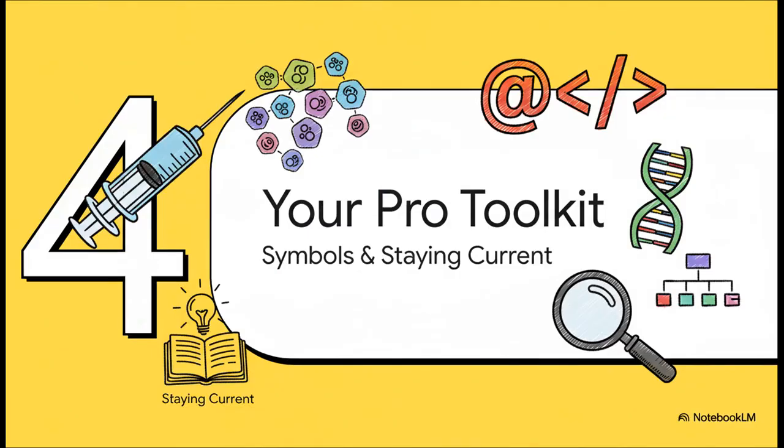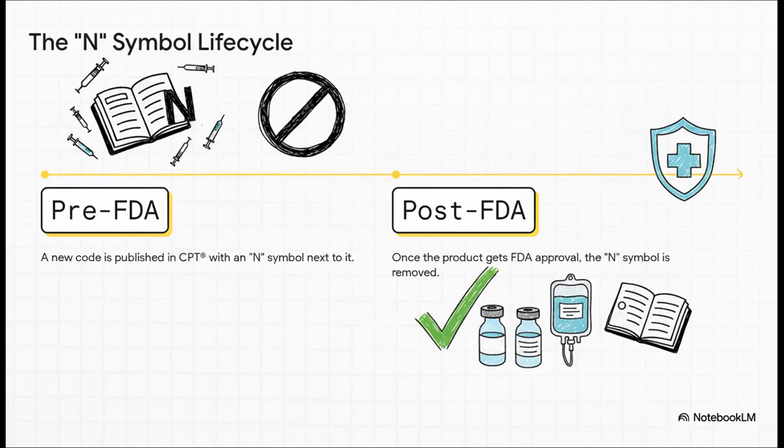Okay, you've got the rules down. Now let's get you set up with the tools and habits that are going to make you a sharp, accurate coder right from the very start of your career. So as you're flipping through your CPT book, I want you to keep an eye out for this little N symbol. Think of it as a heads up. It means there's a new product and a new code, but it's still waiting to get its official FDA approval. As soon as it gets the green light, that N symbol just disappears. It's basically a little coming soon sign for new treatments.